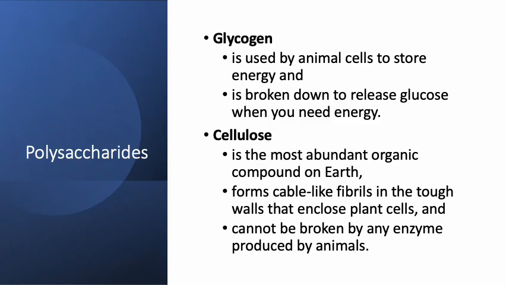Glycogen is the main energy storage polysaccharide in animals. It is stored in the liver and muscles and can be broken down into glucose when energy is needed. Cellulose, in contrast, is a structural polysaccharide found in plant cell walls. Although cellulose is made up of glucose, animals cannot digest it because they lack the necessary enzyme to help break it down.